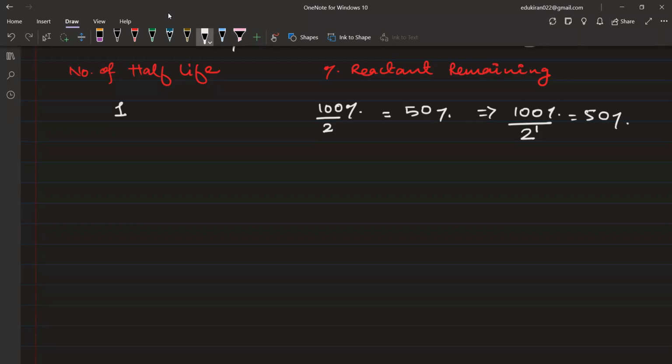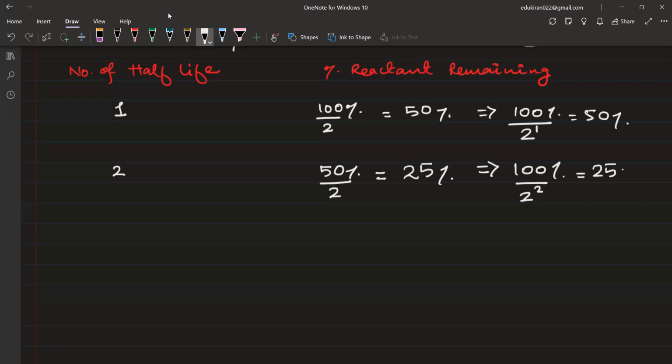50%. Now, when we are in the second half-life, we have 50% of the reactant only, because one half-life has passed, and in one half-life 50% remained. Now this is divided by again 2. This will be equal to 25%. After the second half-life, only 25% of the reactant will be remaining. I can write this as 100% upon 2 to the power of 2 is equal to 25%.